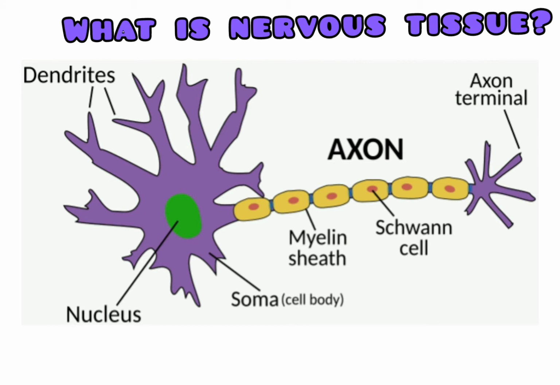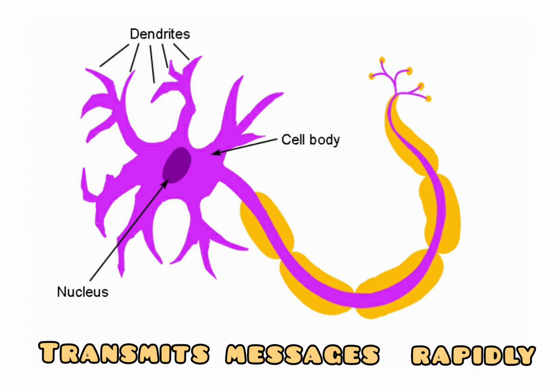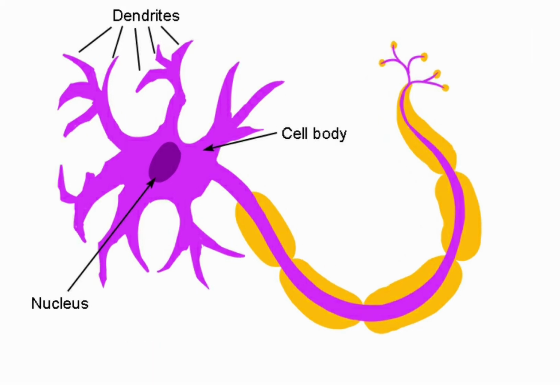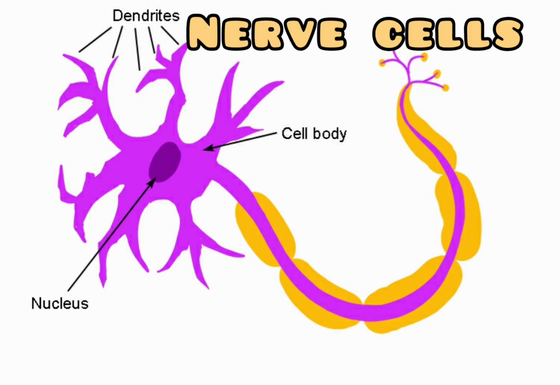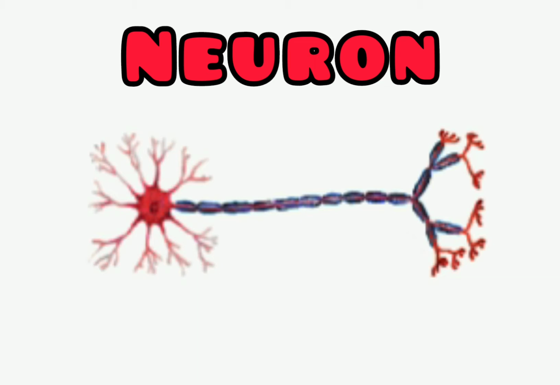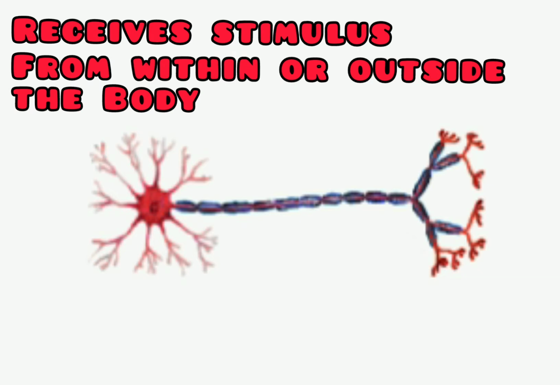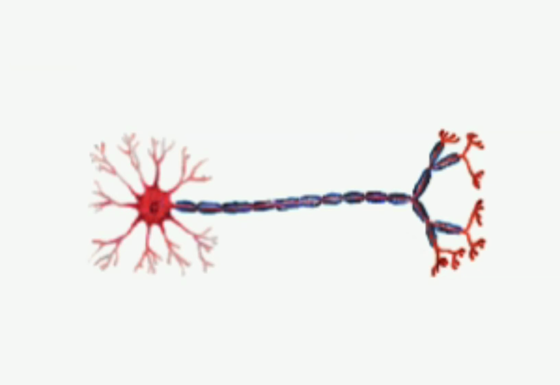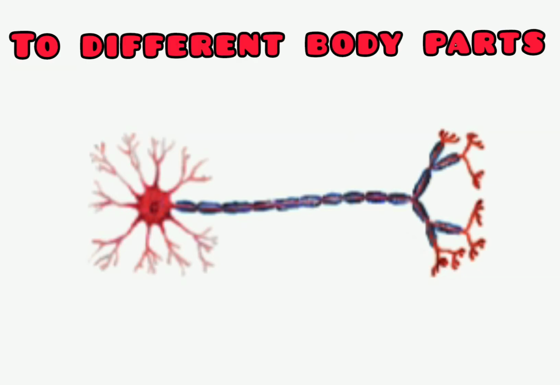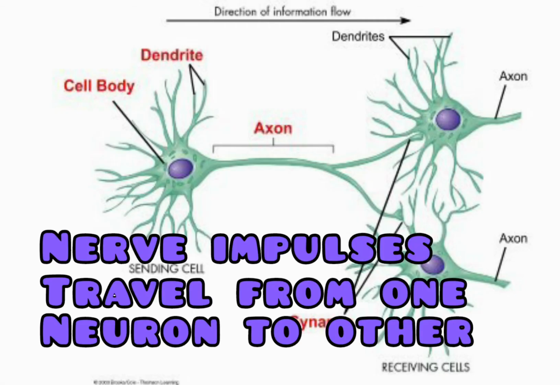These tissues are specialized tissues which transmit messages rapidly from one part of the body to another part. It forms the coordination system of the body. Cells of the nervous tissues are called nerve cells or neurons. These are the structural unit of the nervous system. These neurons have the ability to receive stimulus from within or outside the body and conduct it to different body parts. The nerve impulse travels from one neuron to the other.